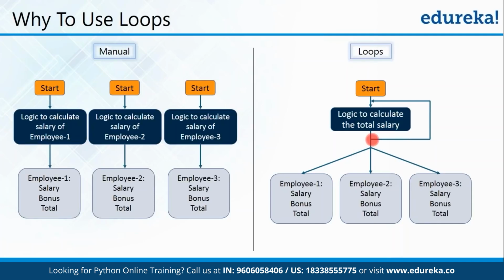Now what advantage do we get here? The major advantage is that we don't need to write the logic for each employee in order to calculate the salary. We can write one logic and keep on repeating it for all the employees. This way the length of the code is reduced. At the same time, it reduces the complexity, makes it more efficient, and even increases the speed of execution. This is just one example to show you why we need loops. There are hundreds and thousands of examples you can think of. This is one simple example I've shown you to make you understand why we need loops. So let us move forward and see what exactly loops are.